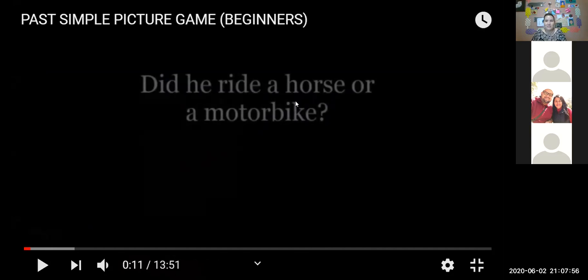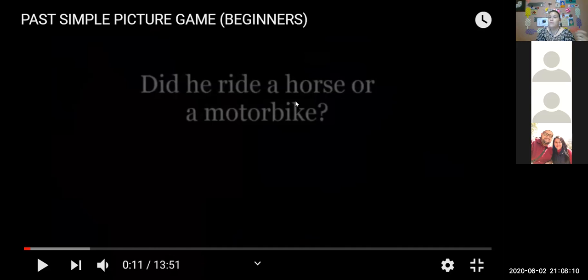¿Cuál sería la respuesta en el pasado? Yes, he did. Si preguntamos did, it's going to be, porque nos está preguntando opciones, two options, a horse or a motorbike. So he rode a horse, or he rode a motorbike. That would be your answer. ¿Cuál de las dos sería? ¿Cuál creen que sería? He rode a motorbike. He rode a motorbike, maybe.